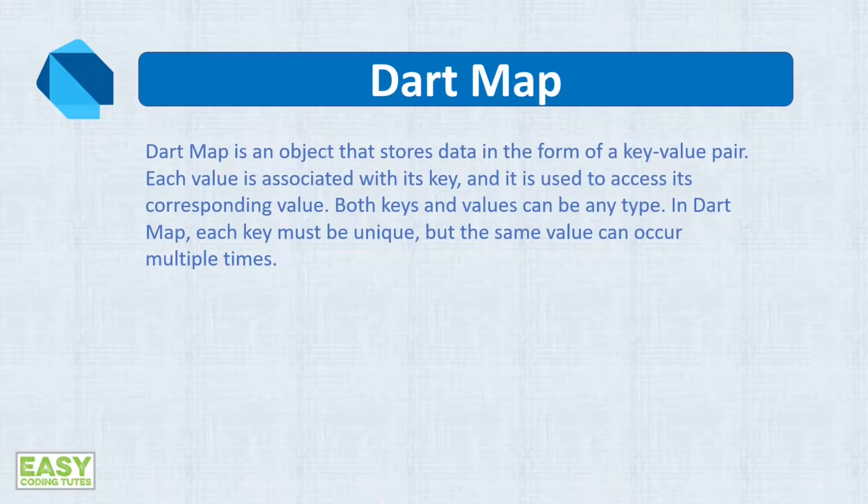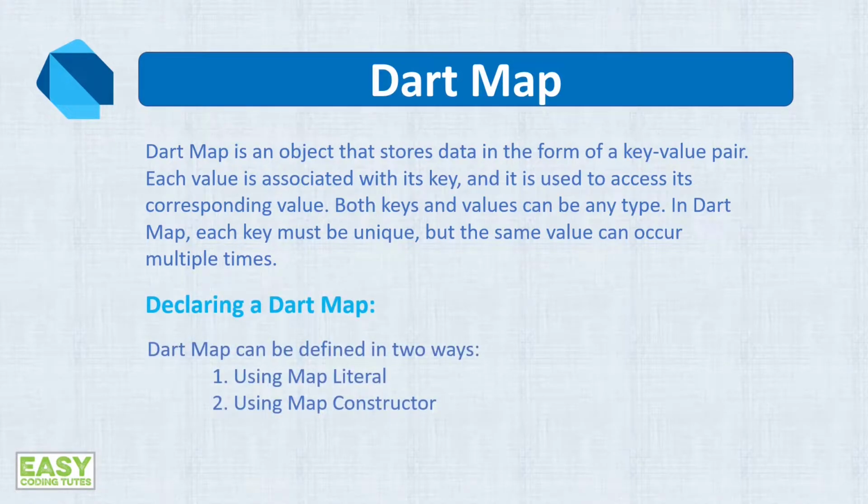Dart map is an object that stores data in the form of a key value pair. Each value is associated with its key and it is used to access its corresponding value. Both key and values can be any type. In Dart map, each key must be unique, but the same value can occur multiple times.